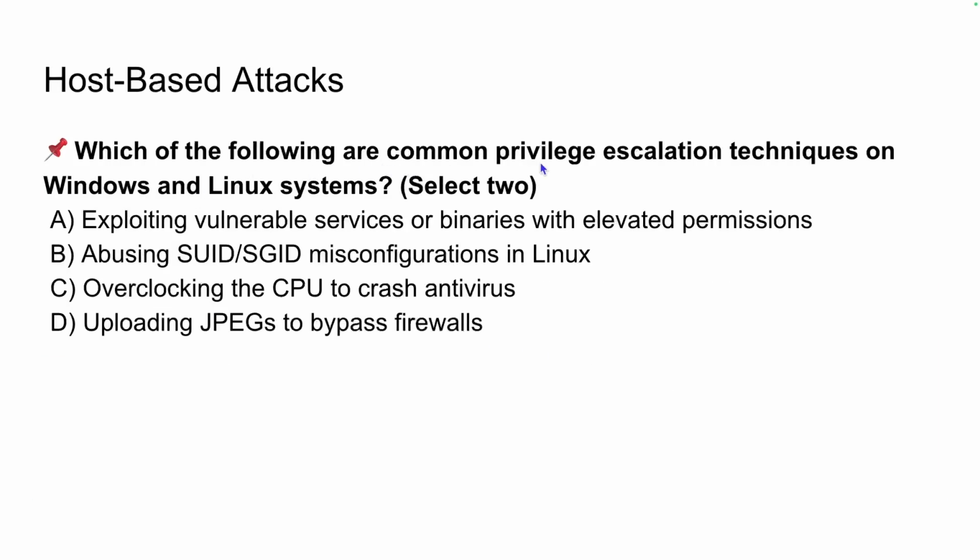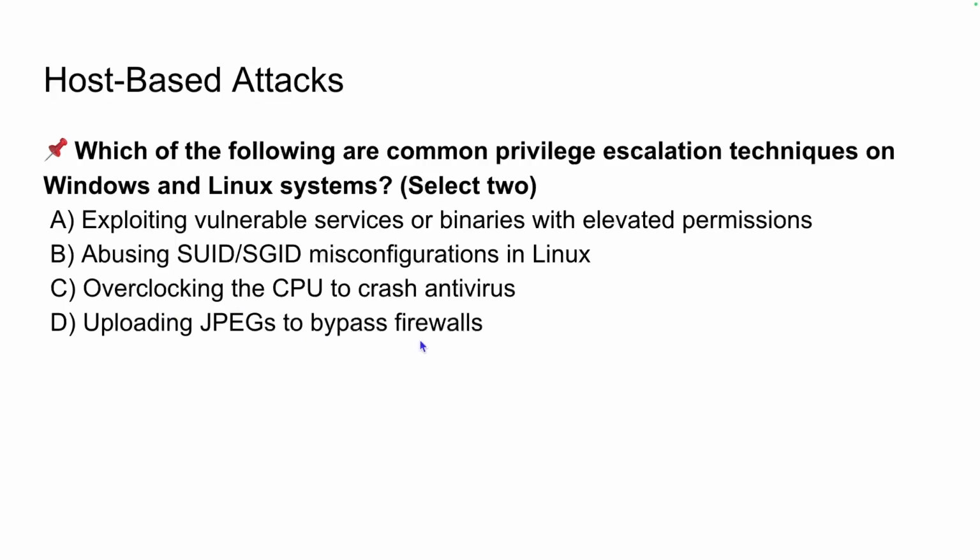Which of the following are common privilege escalation techniques on Windows and Linux systems? So we need to select 2 here. So exploiting vulnerable services or binaries with elevated permissions, that's a yes. Abusing SUID or SGID misconfigurations, that's also a yes. Overclocking the CPU to crash antivirus is not what we're trying to do, because that again is going to raise a red flag. If the antivirus crashes, there are going to be red flags that go off, and now they're going to be like, okay, why did antivirus crash? Let's go make sure that it doesn't crash again. And then in that process, they're going to probably strengthen the system even more, which is not favorable to you.